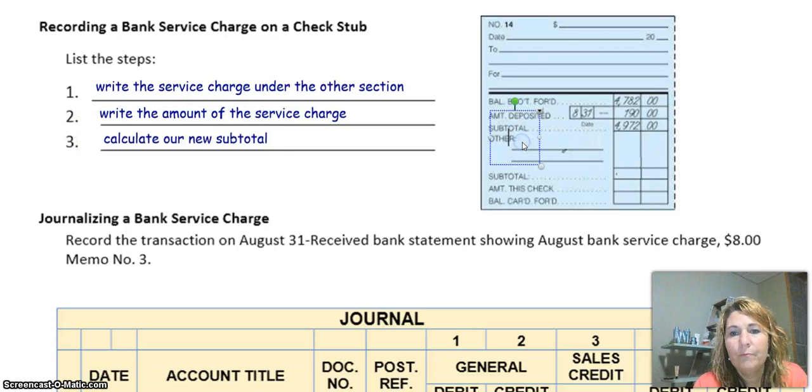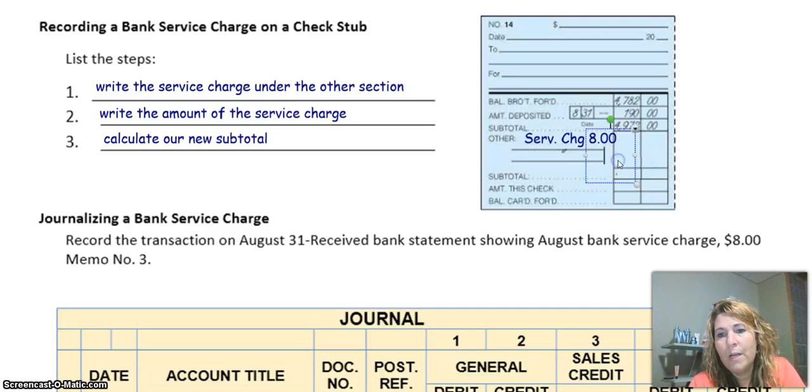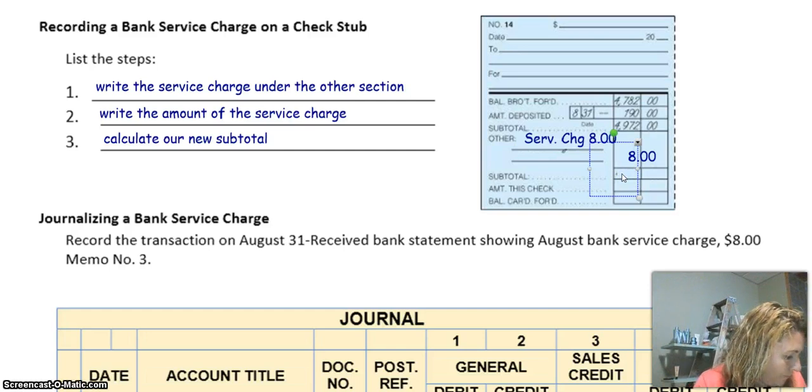I'm going to come over here to Other. I'm going to put service charge. And for the amount, if I can write small enough, I'll put it in there. And if I had more than one, I would add them all together. And I would put my $8 down here. Okay. So then I'm ready for writing a check. First of all, sorry, my subtotal. I'm going to write my new subtotal down here, which is $4,964. Then I'm going to go ahead and put away my checkbook until I'm ready to write a check.